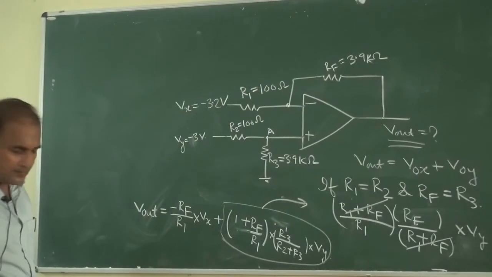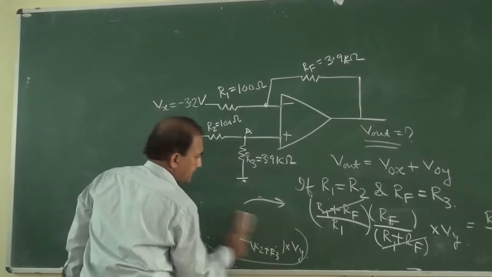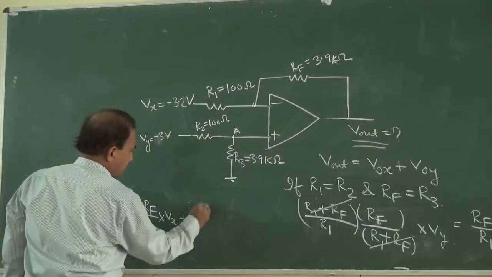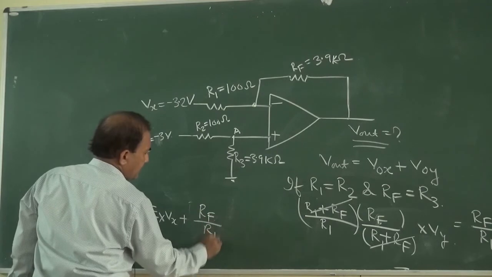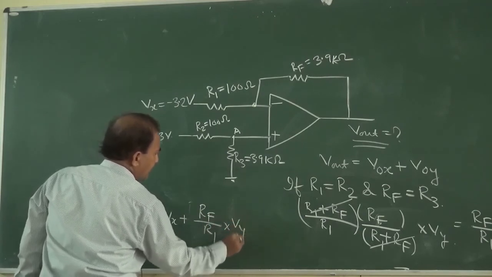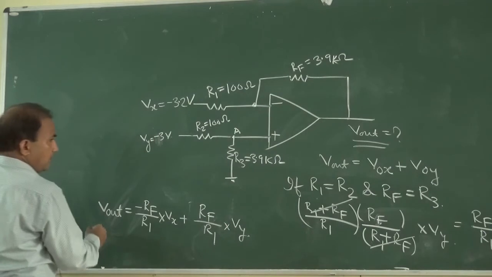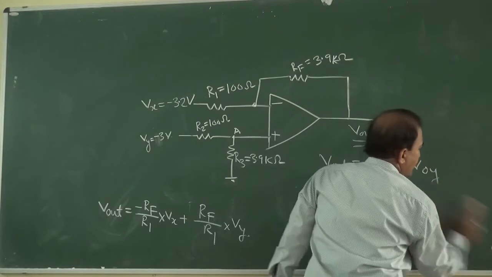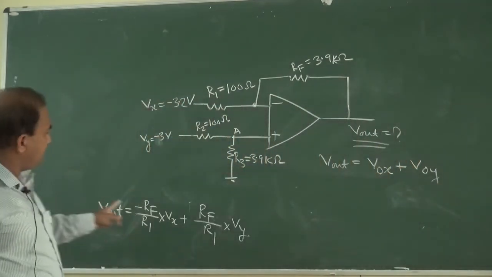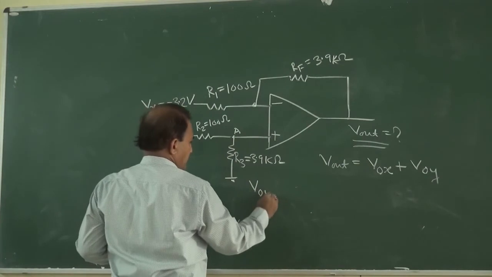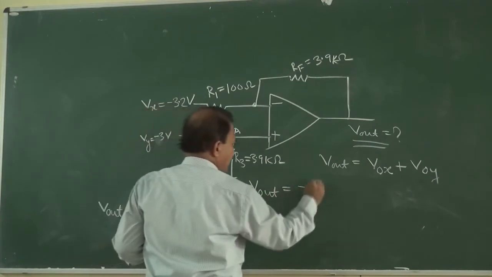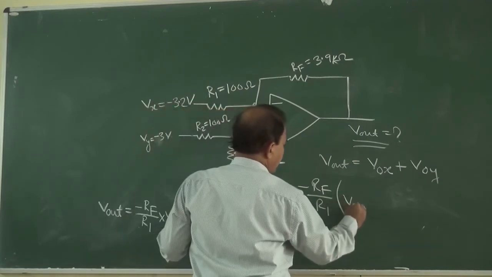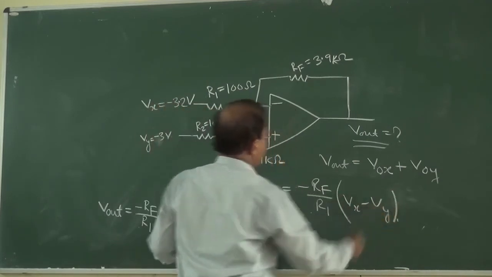So we can replace this with Rf by R1 multiplied with Vy. What will be the final expression for V out? It is equal to minus Rf by R1 multiplied with Vx minus Vy.